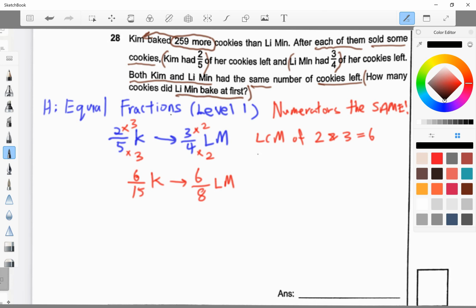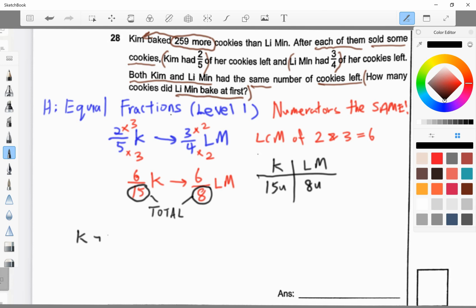At this juncture, we need to focus our attention on the denominators. For Kim, the denominator is 15. For Li Min, the denominator is 8. And this 15 and the 8 represent the respective totals of the two students. Meaning, if I were to write this down in a very simple ratio table, Kim and Li Min, I will indicate the total units for Kim as 15 units, and for Li Min it will be 8 units. And the question stated that Kim baked 259 more cookies. So my next step will be to write down Kim minus Li Min, 15 units subtracting away 8 units, and this will lead us to 7 units.